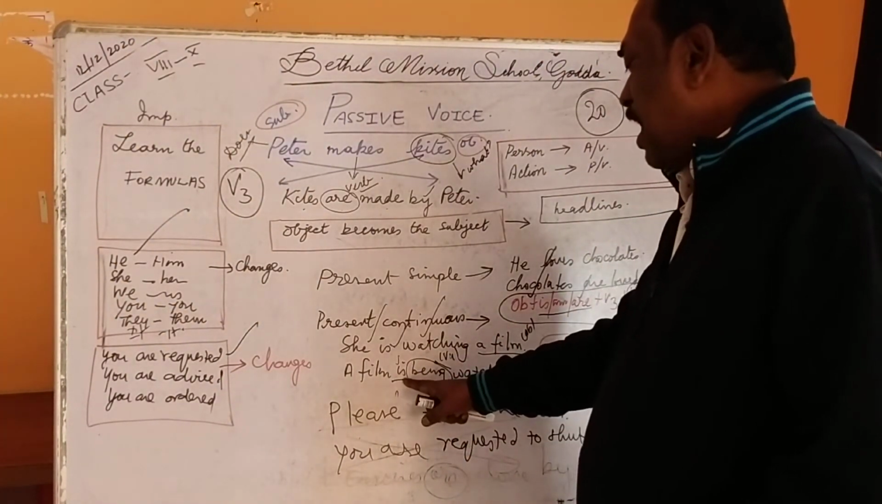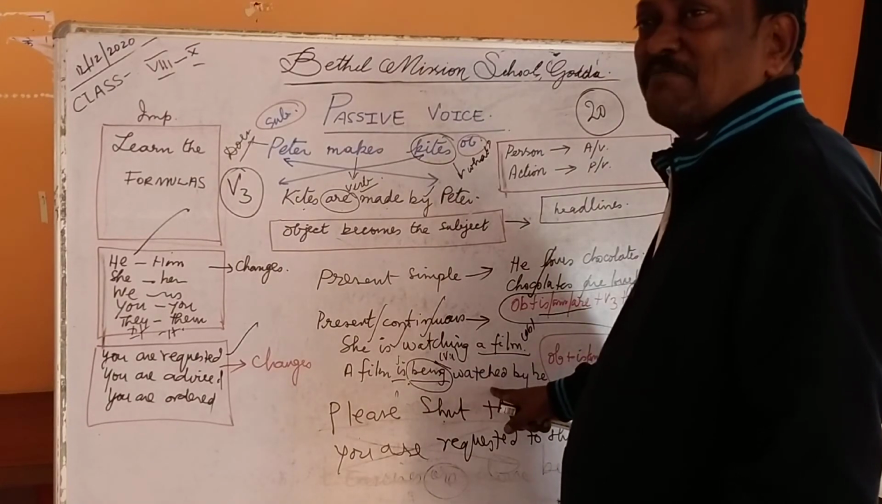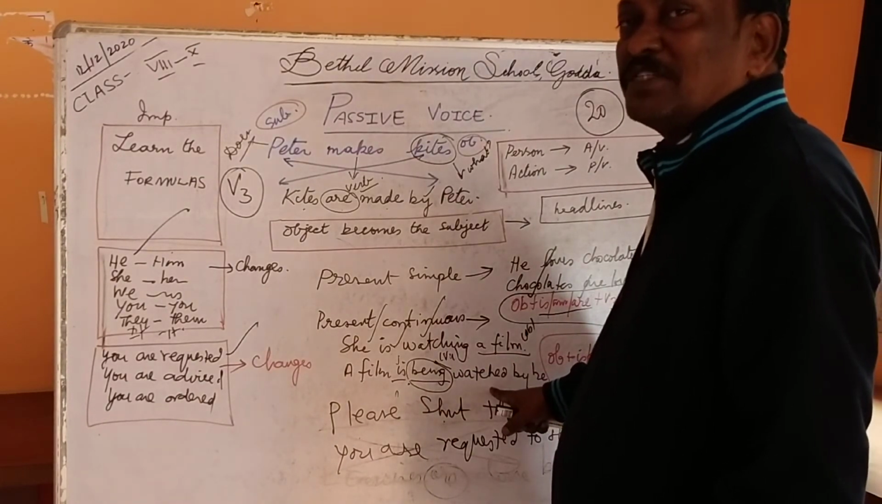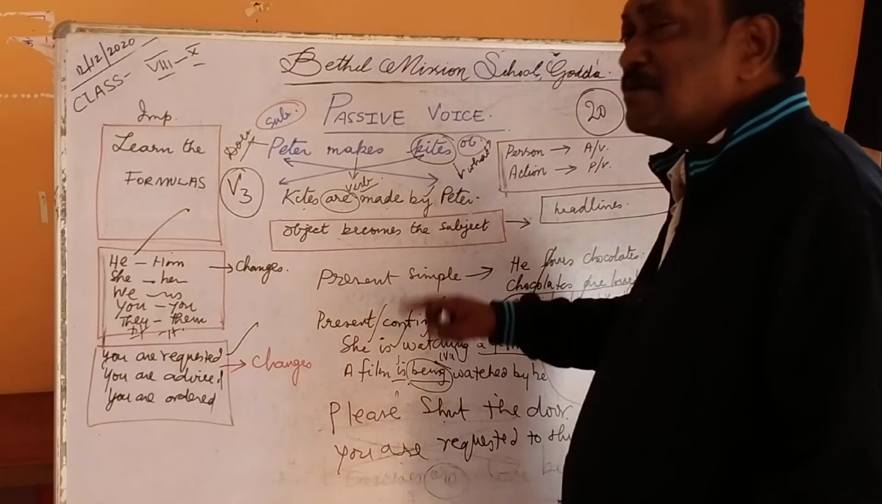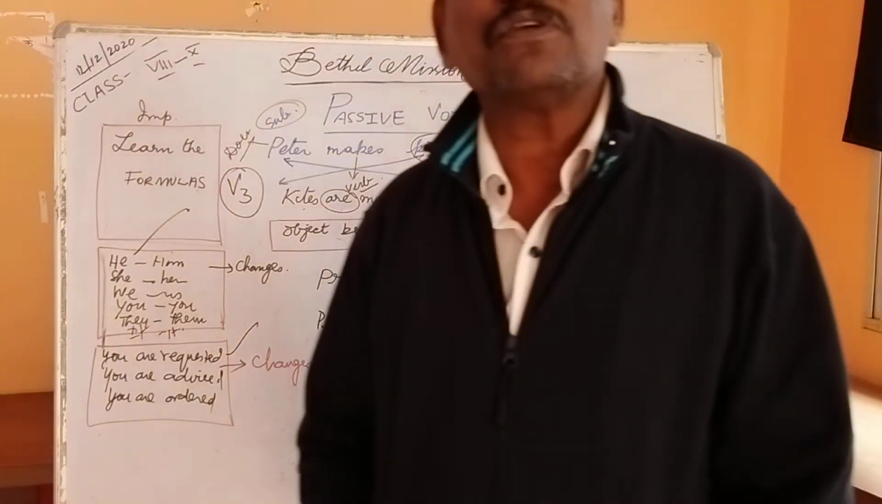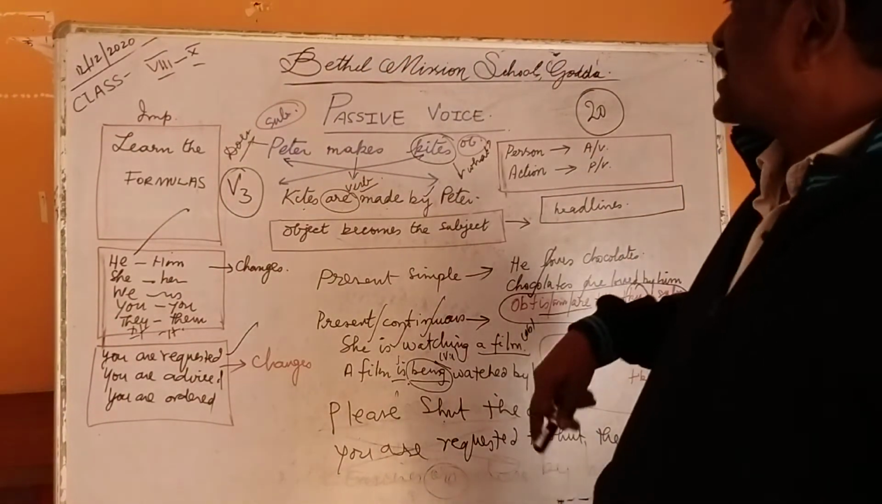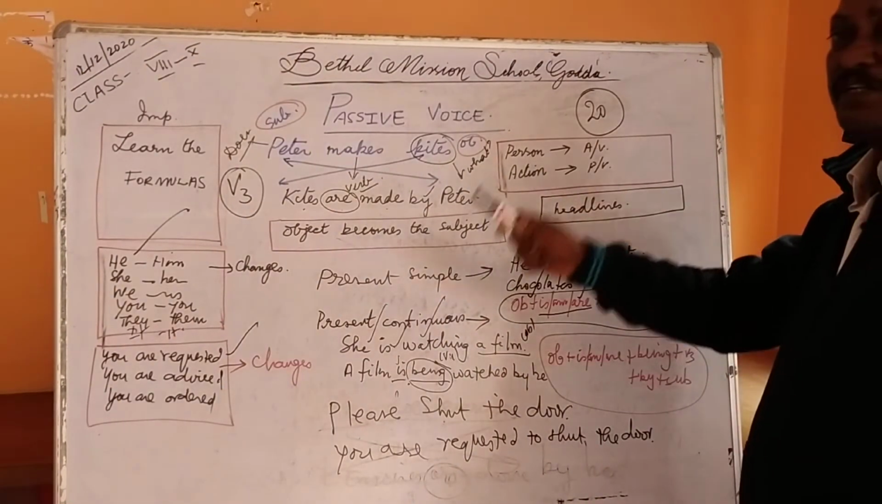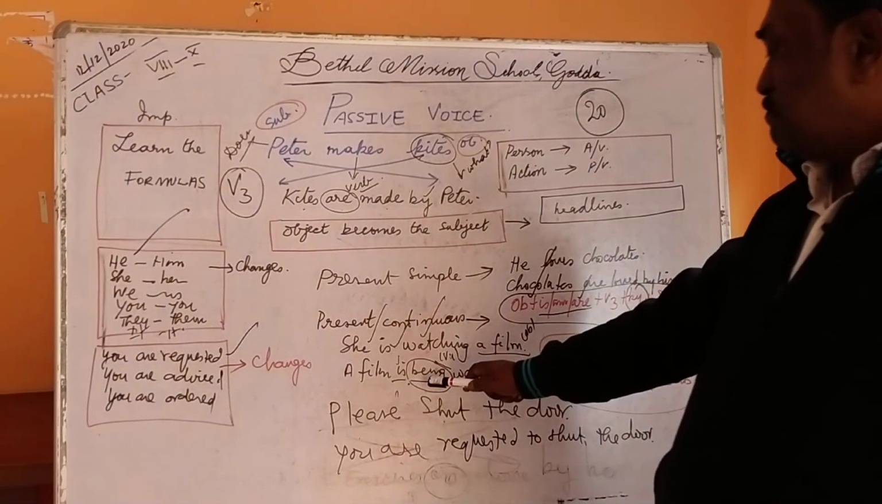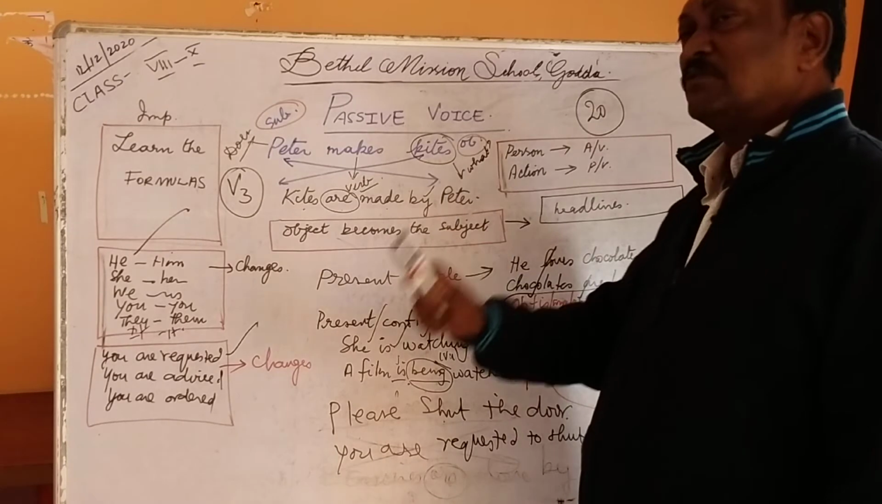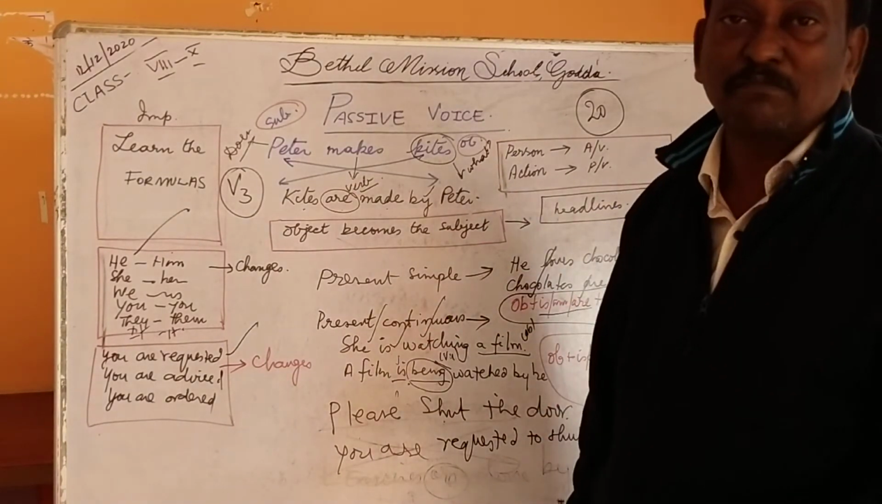Good songs are sung by them. Now this answer is not correct because the tense is the present continuous. So you have to use being. Remember that. Continuous tenses will take the being, the verb being. Good songs are being sung by him.